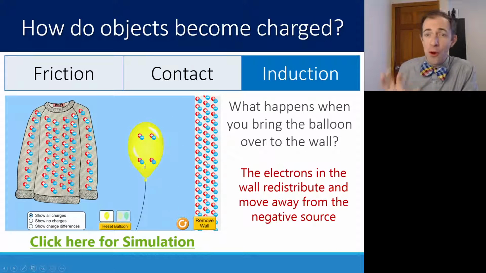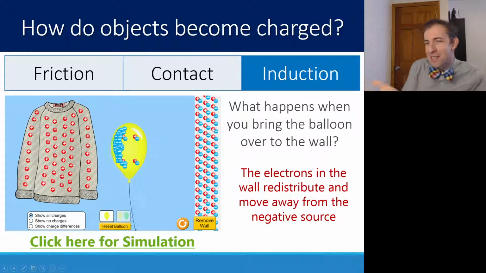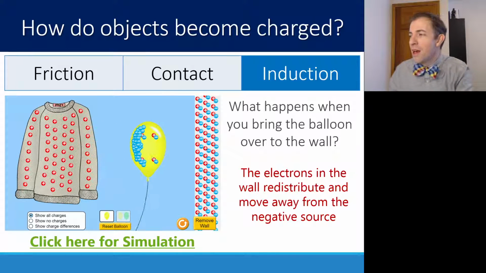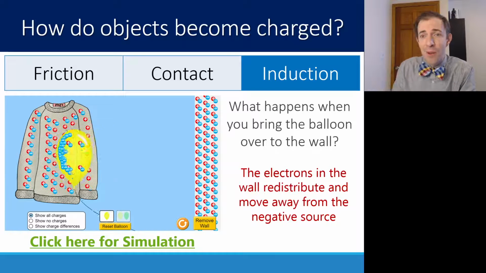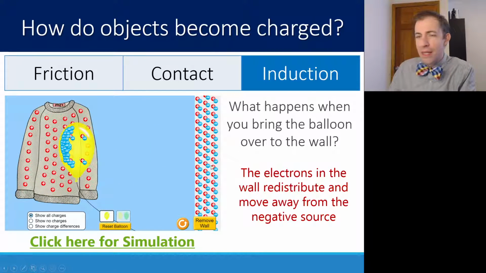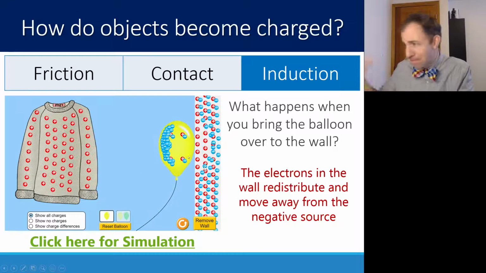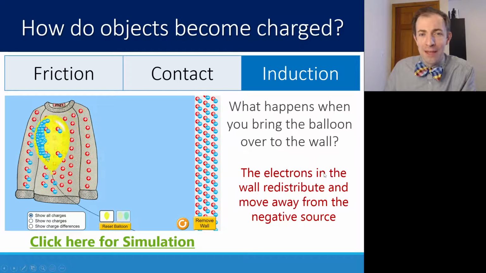Again, notice how the protons aren't moving here. The protons aren't being attracted and getting closer to the balloon because the protons are stuck with the atoms inside the wall. That'd be like the wall melting toward the balloon. Instead, it's just redistributing those electrons within that space and creating a local positive.